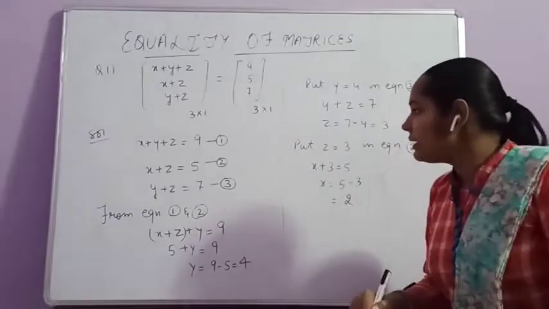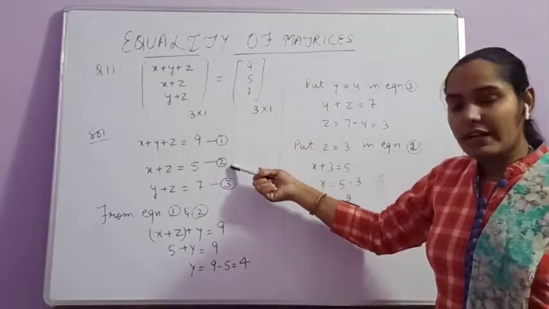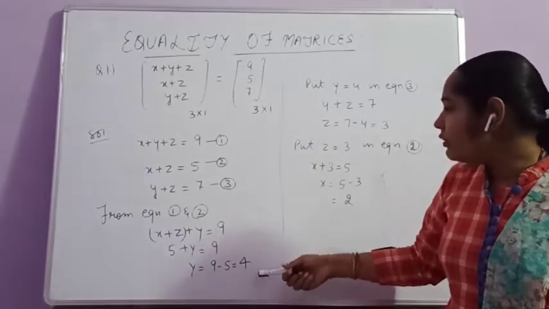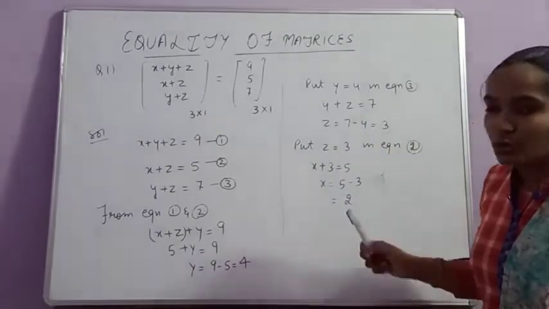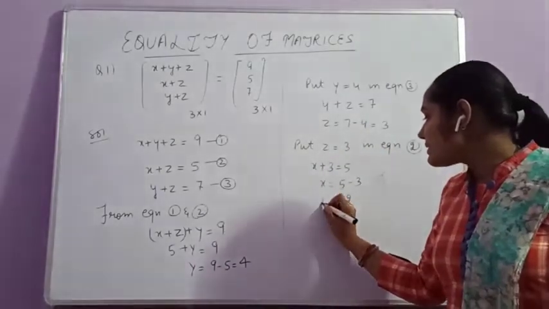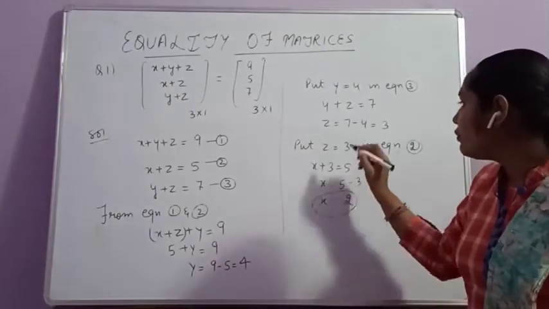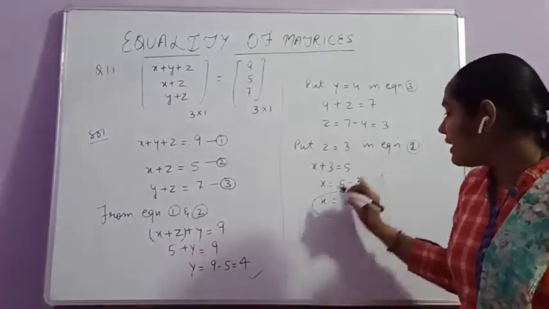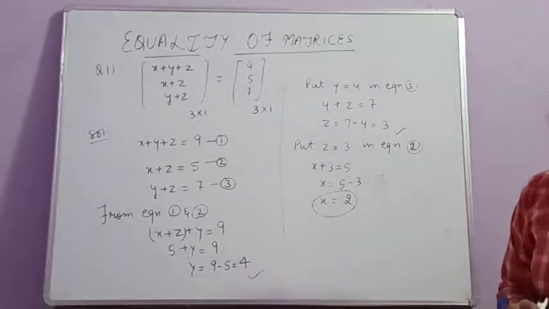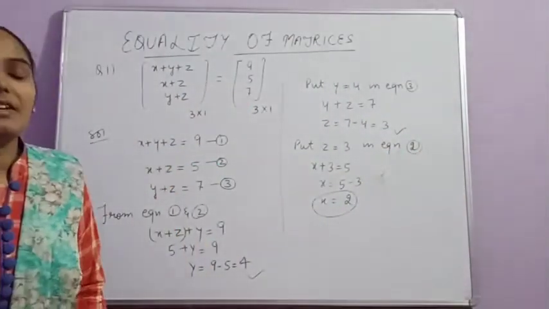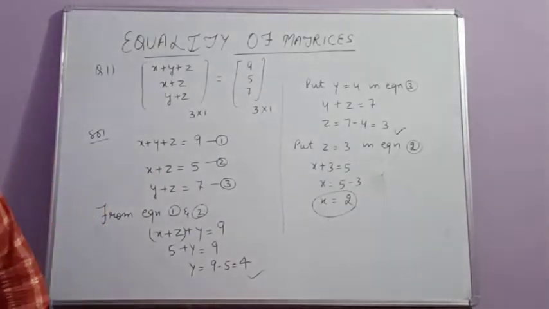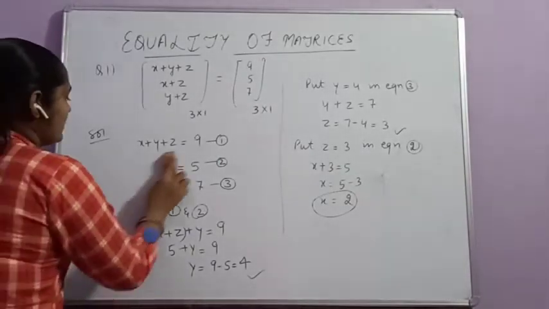2. Clear? Firstly we solve equation 1 and 2, then we put value of y in equation 3 and put value of z in equation 2. Clear? Here value of x is equal to 2, value of y is equal to 4 and value of z is equal to 3. Clear? By comparing corresponding elements of equal matrices, we can find out the value of corresponding elements.